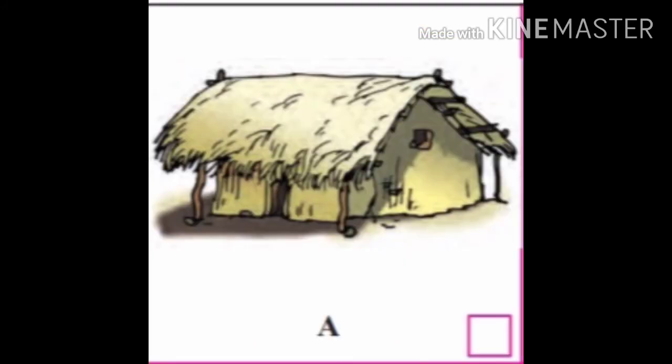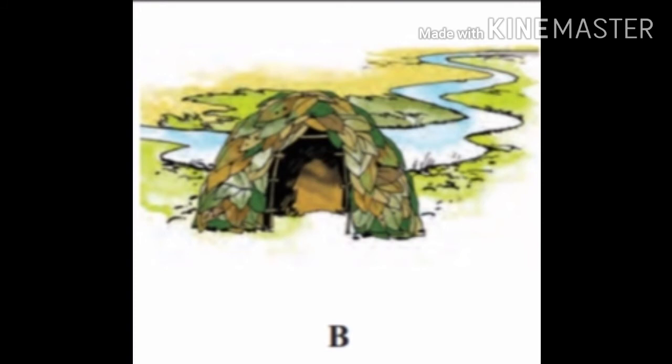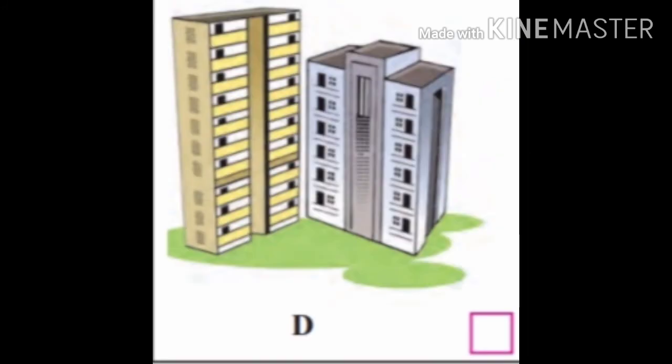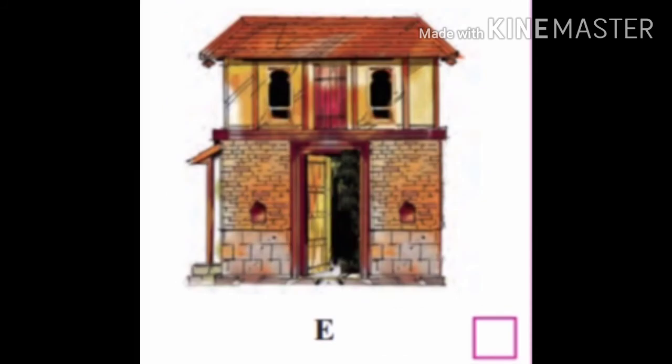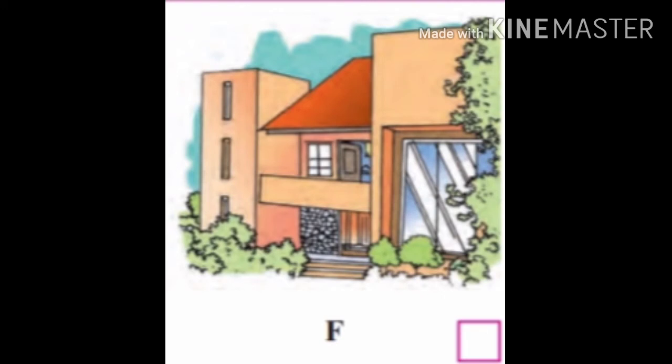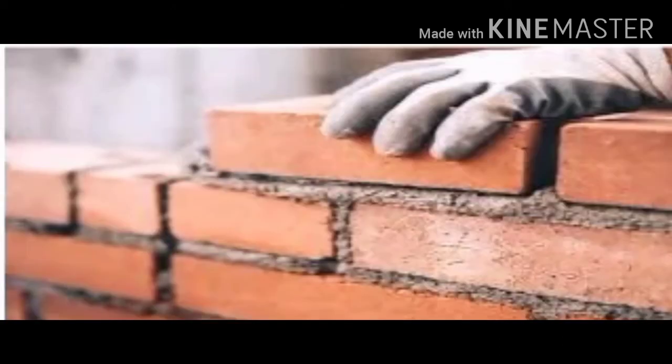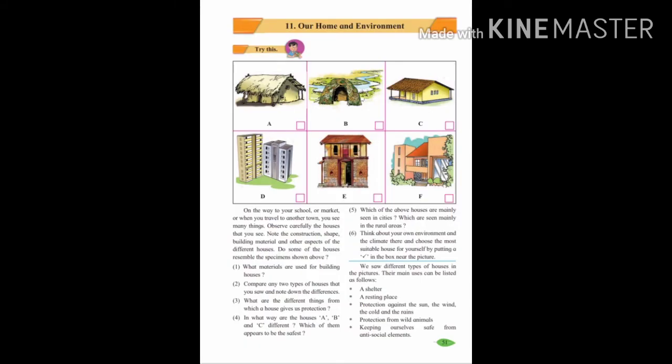On the way to a school or market, or when you travel to another town, you see many things. Observe carefully the houses that you see. Note the construction, shape, building material, and other aspects of the different houses. Do some of the houses resemble the specimens shown above? What materials are used for building houses? Students, as we are living in the cities, we know the houses are constructed with the help of bricks and cement.